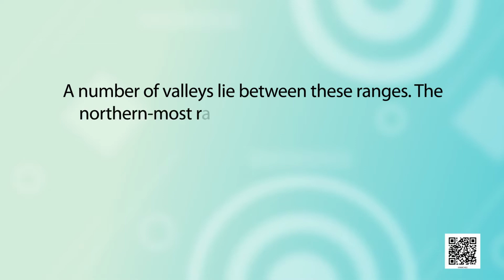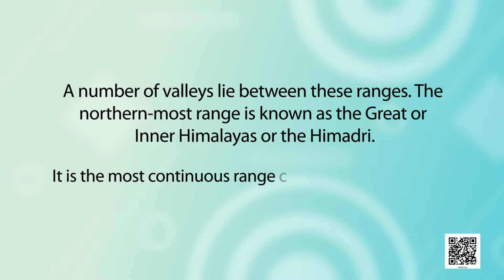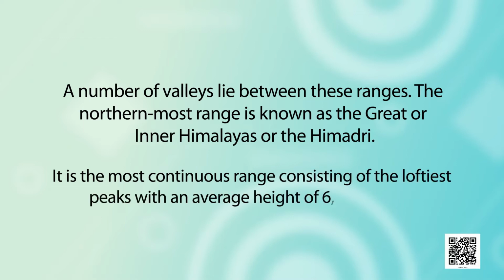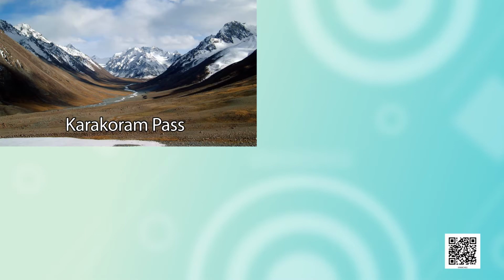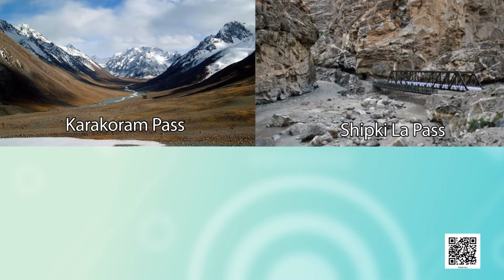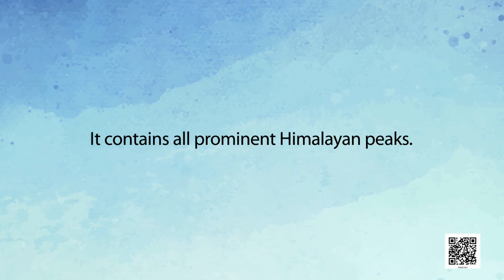The northernmost range is known as the Great or Inner Himalayas or the Himadri. It is the most continuous range consisting of the loftiest peaks with an average height of 6,000 meters. Some important passes in this range are Karakoram Pass, Shipkila Pass, Nathula Pass and Bomdila Pass. It contains all the prominent Himalayan peaks.